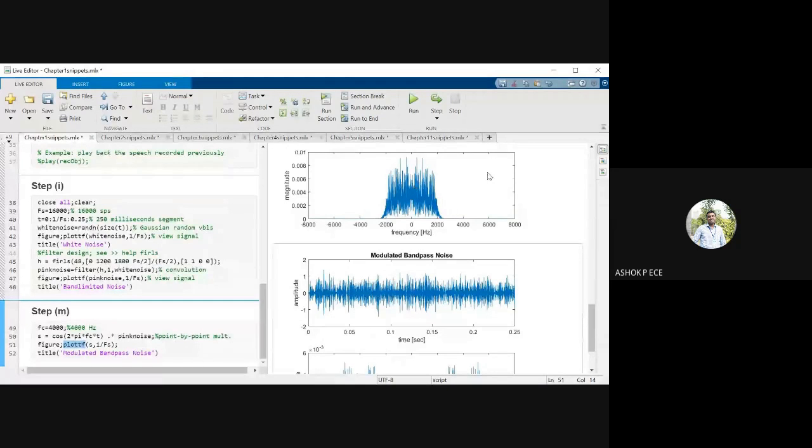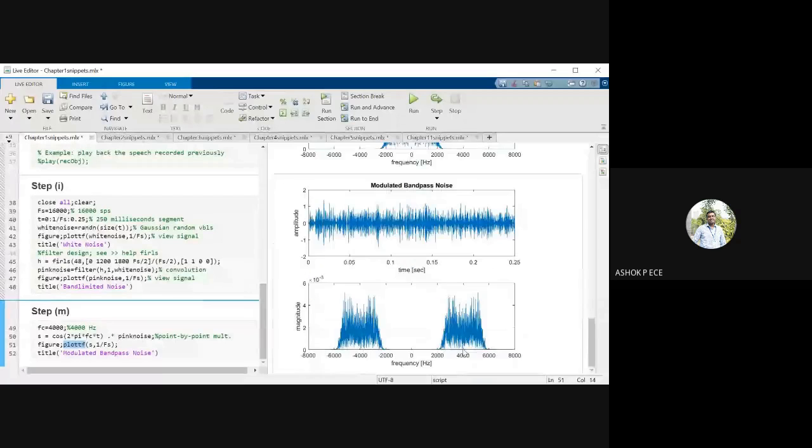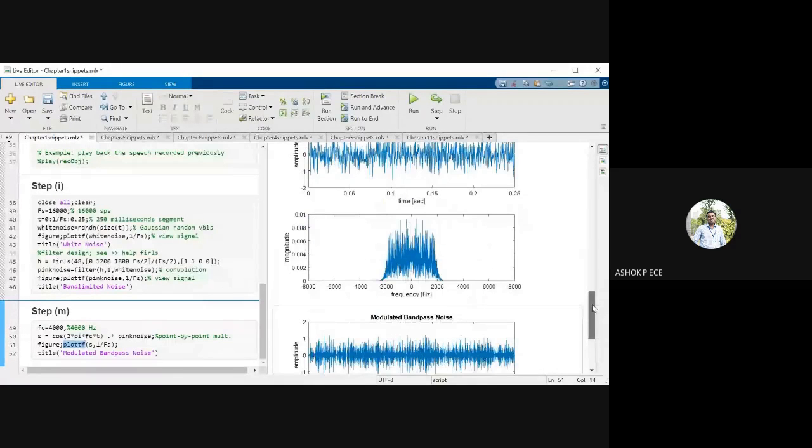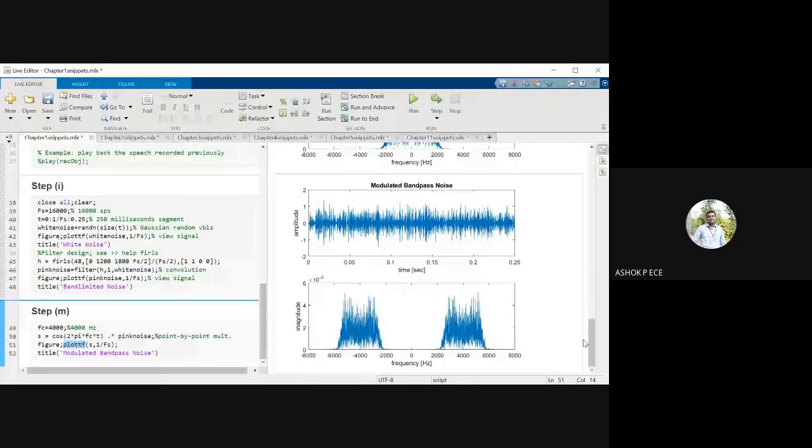So you add 0 plus 4000. At 4000, you have the signal. 0 minus 4000: at minus 4000, you have the signal. They again say there is nothing called negative frequency. So time is positive, so frequency is also positive.